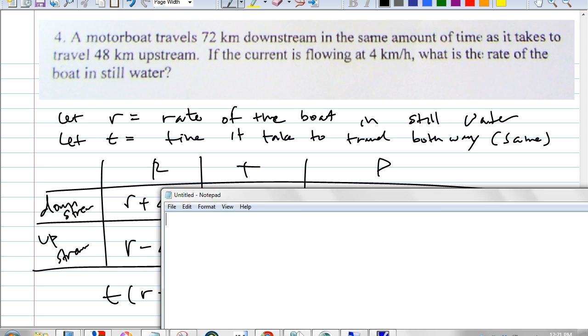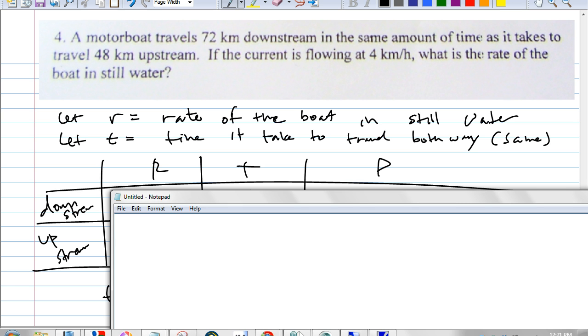Okay, let's fill in the chart. Go ahead, everybody, go ahead and fill in the chart. I'll give you time. Tell me the rate, please. Downstream. 72 is the distance, isn't it? Yeah, but you go 72 kilometers per... Yeah, that's for downstream and upstream.